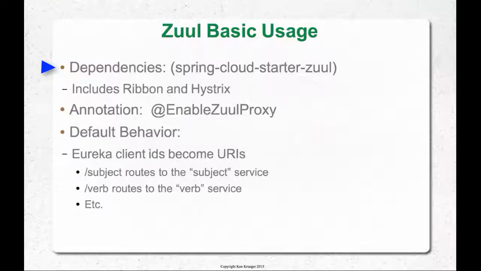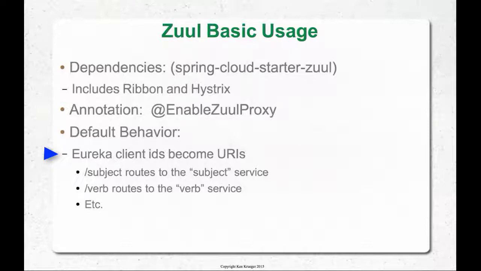It's easy to make your own Zuul server. Just make a boot application with Spring Cloud Starter Zuul. All needed dependencies will be brought in, including Ribbon and Hystrix, which we saw before. We only need one annotation to switch it on, @EnableZuulProxy. And the default behavior is simply this. It registers itself with Eureka along with all of the other clients, which of course implies that it is configured with the URL to Eureka, and it collects all of the client IDs reported by Eureka.